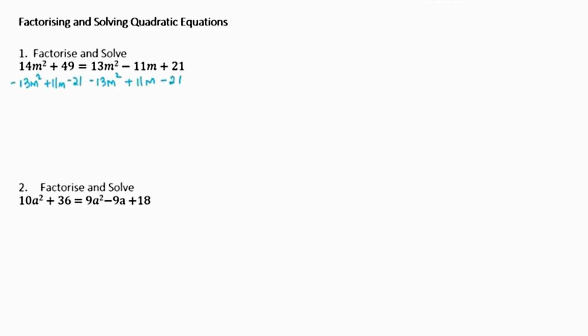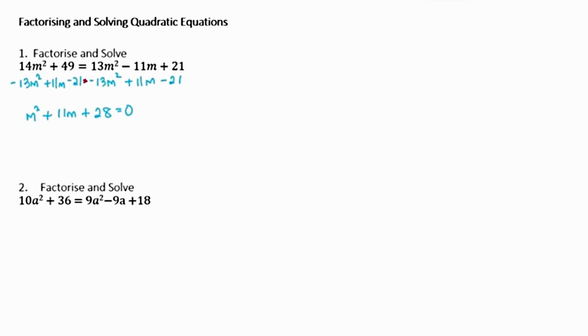So if we now simplify this, on the left-hand side, 14m squared minus 13m squared is m squared. We don't have an m term on the left-hand side, so we're just going to have plus 11m. And 49 minus 21 gives us plus 28. And now on the right-hand side, we will have 0. We can now easily solve this by first factorizing it.